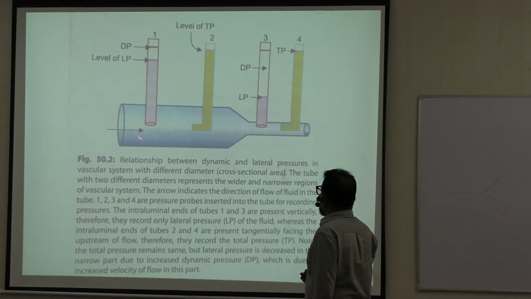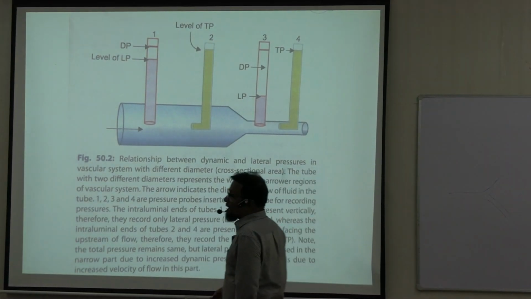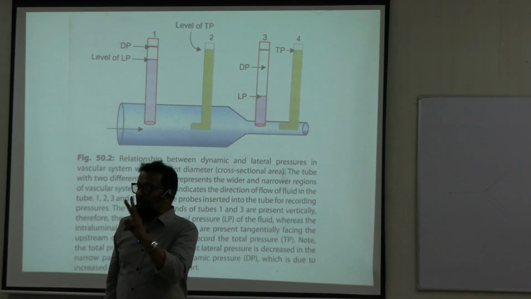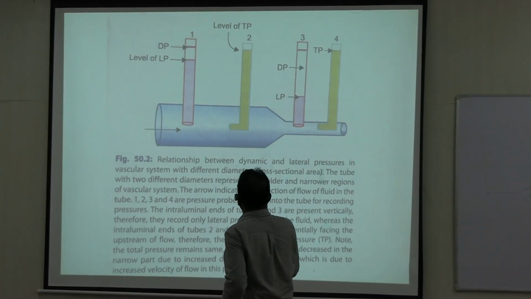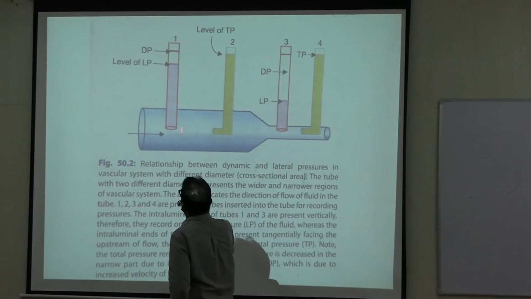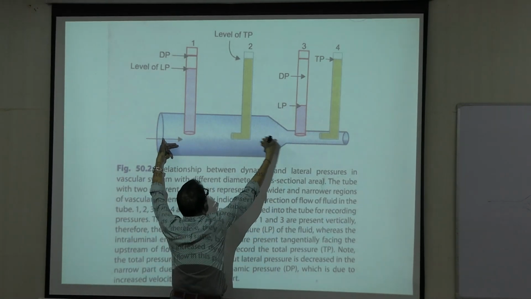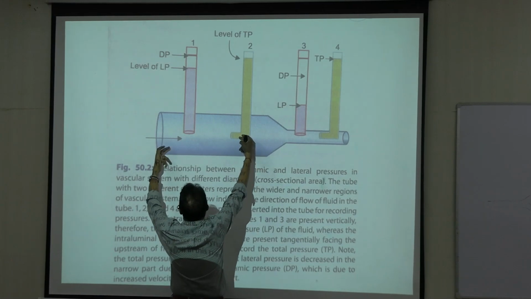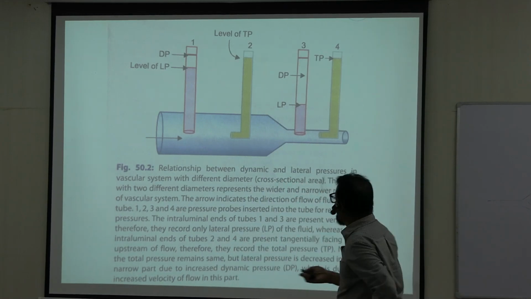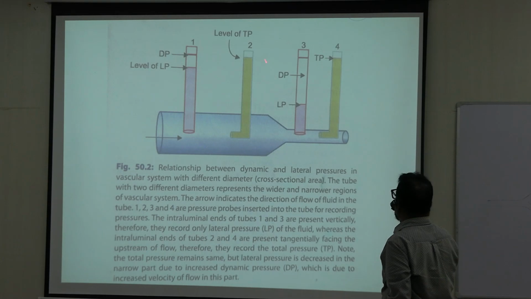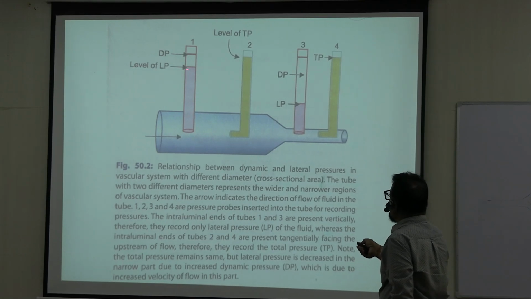This is a vessel. Suddenly it has become narrowed. It is constricted. Now I want to measure two pressures: one is total pressure, another is lateral pressure. So these two are pressure gauges. One pressure gauge will measure the lateral pressure. Blood is flowing in this direction, and the opening of this pressure gauge is facing this direction. As a result, it will be measuring the total pressure. See here, up to this is the total pressure, and out of this total pressure, lateral pressure is this much.